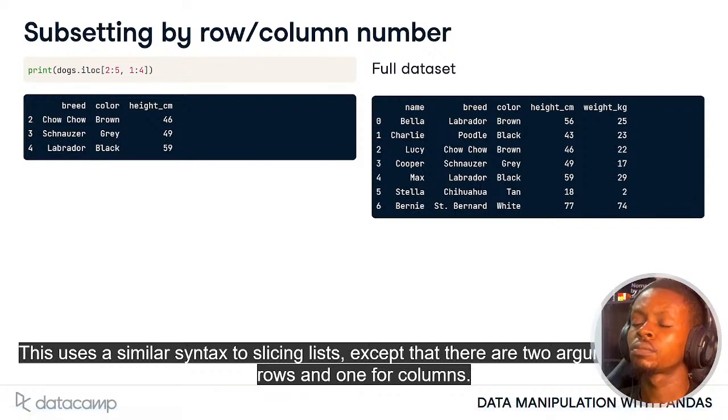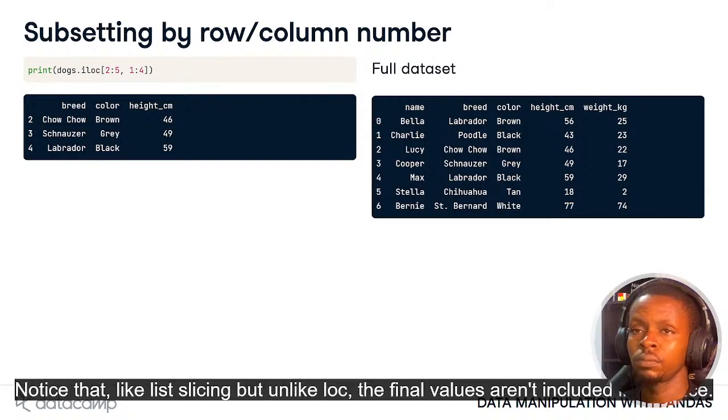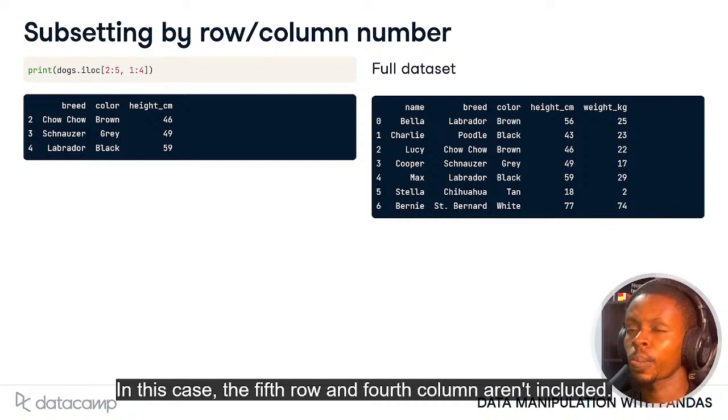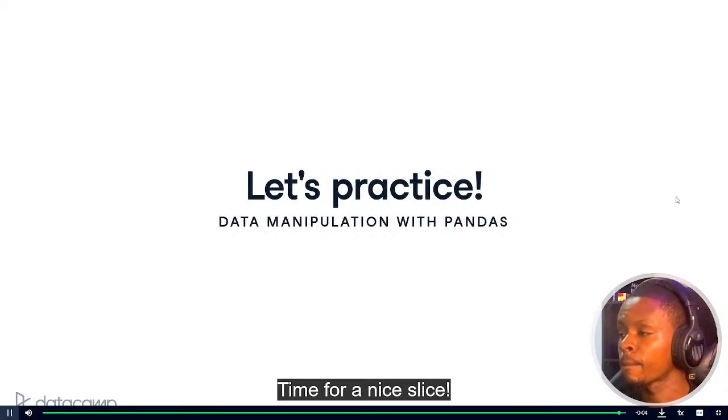This uses a similar syntax to slicing lists, except that there are 2 arguments, one for rows and one for columns. Notice that, like list slicing, but unlike loc, the final values aren't included in the slice. In this case, the 5th row and 4th column aren't included. Time for a nice slice.